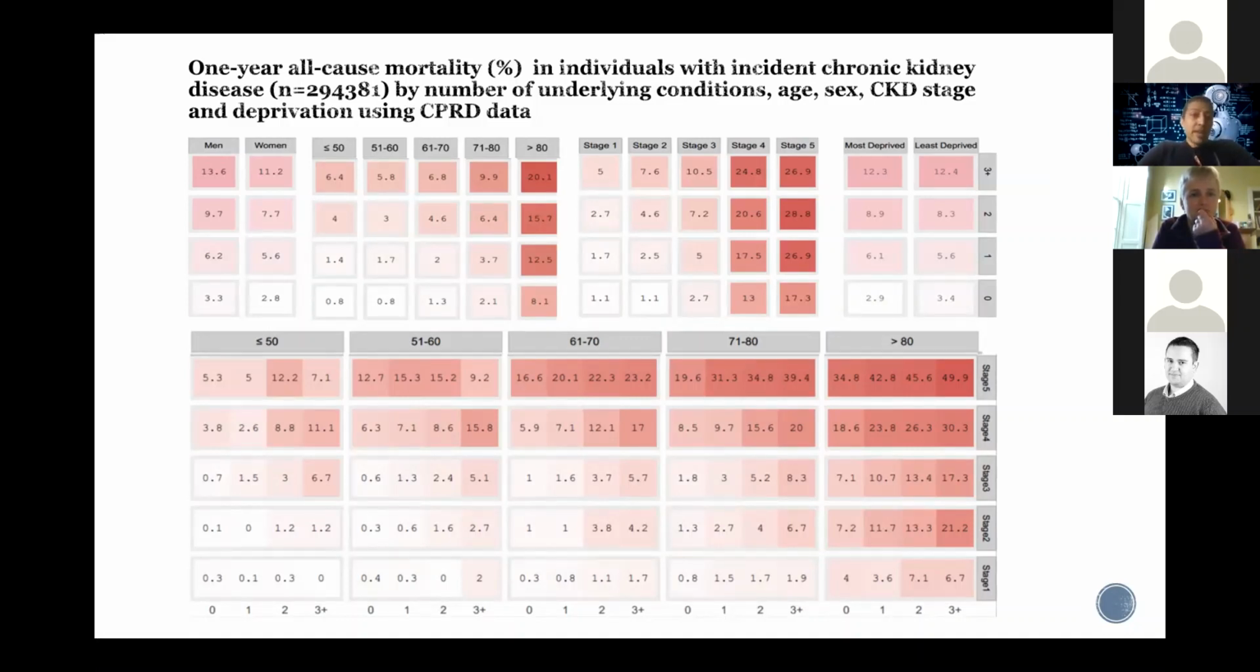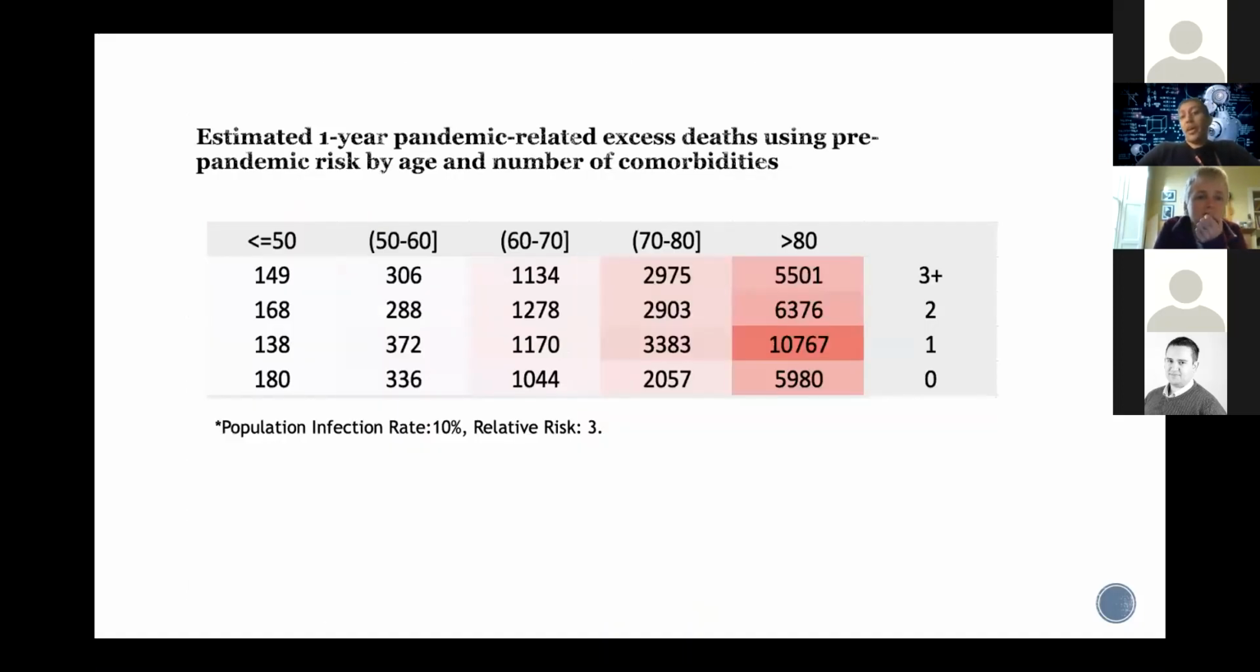Using the estimated risk and a model developed by Professor Amitava Banerjee and published in Lancet, we estimated the excess number of deaths in CKD patients by age group. And this is the third major step that we've taken to measure the direct impact of the pandemic.